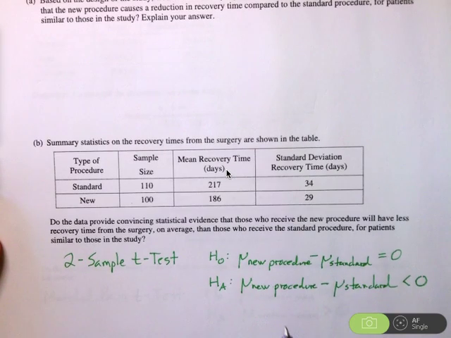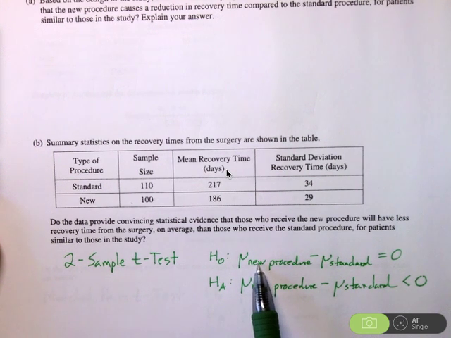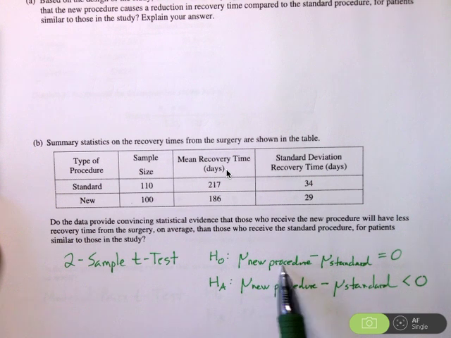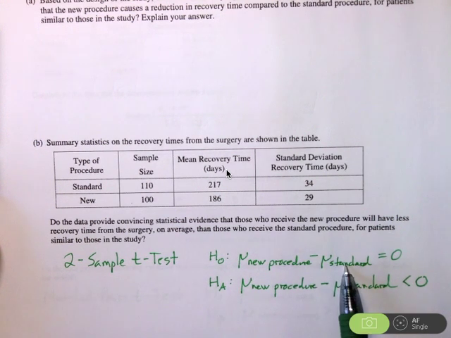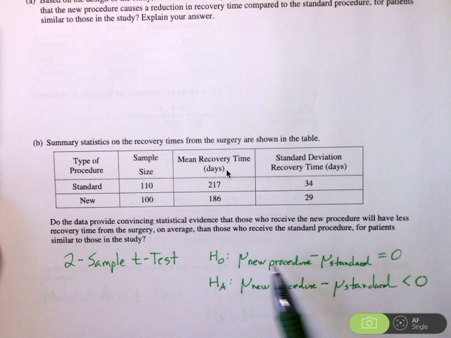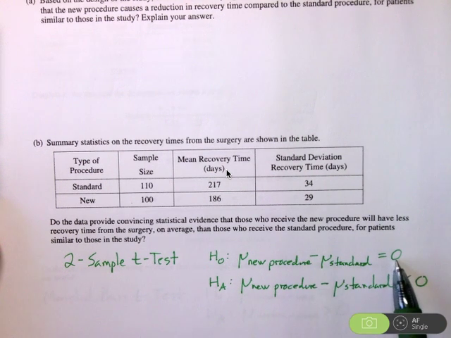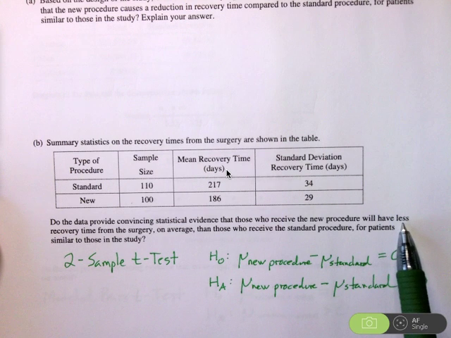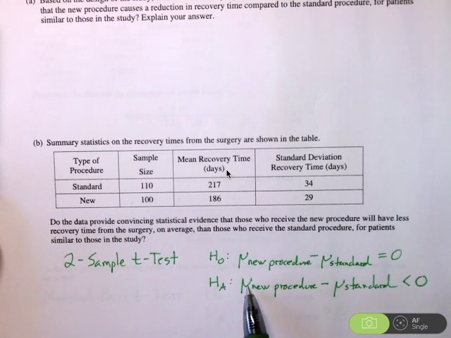When you write the hypotheses, you need to use mu for mean, and these subscripts are what I'm using to identify the order. So this is the mean recovery time for the new procedure minus the mean recovery time for the standard procedure. The null hypothesis would be that that difference is 0. We're looking for evidence that the new procedure has less recovery time. So we're expecting the mean for the new procedure to be lower than the mean for the standard procedure in the population. At least that's what we're looking for evidence of.